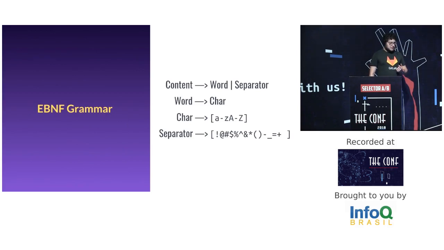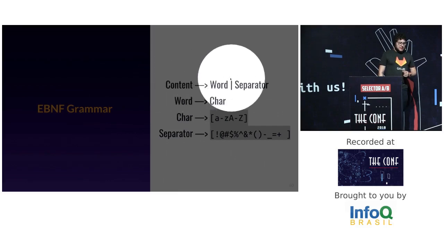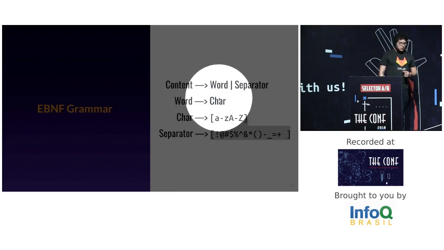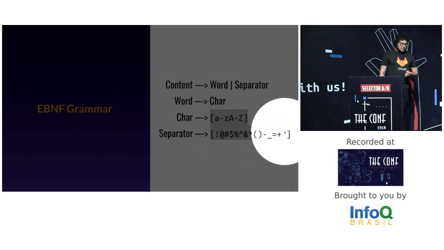If we create the BNF grammar definition for our scanner, it will look like this. This is the starting point. We start with the content, which is formed by either a word or a separator, one or more of them. A word is formed by one or more chars. A char is anything from A to Z in lowercase or capital case. And the separator is formed by all these symbols here and space.